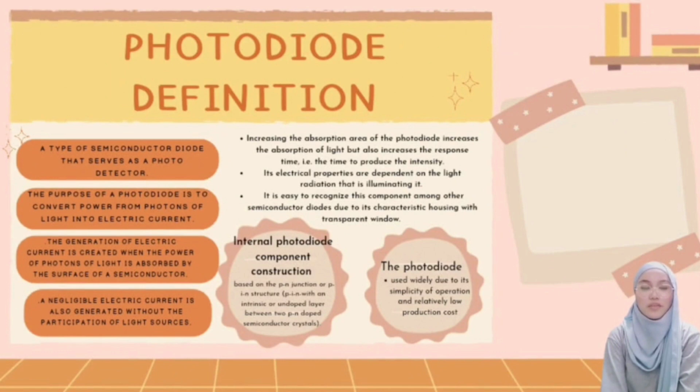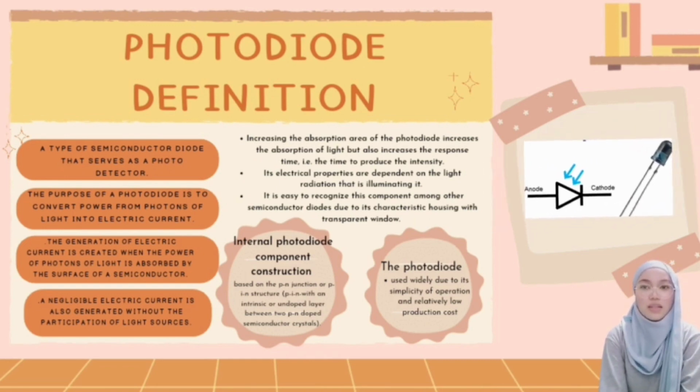Next is the photodiode definition. What is a photodiode? A photodiode is a type of semiconductor diode that serves as a photodetector. The purpose of a photodiode is to convert the power from photons of light into electric current. The generation of electric current occurs when the power of photons of light is absorbed by the surface of a semiconductor. A negligible electric current is also generated without the participation of a light source. The right side is an example of the symbol of a photodiode.